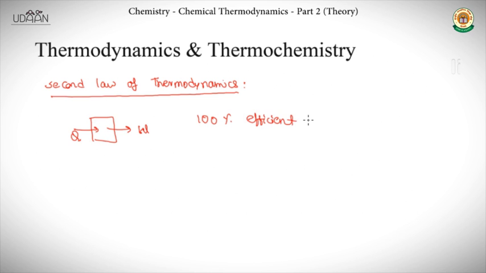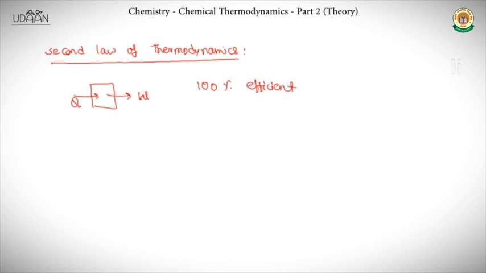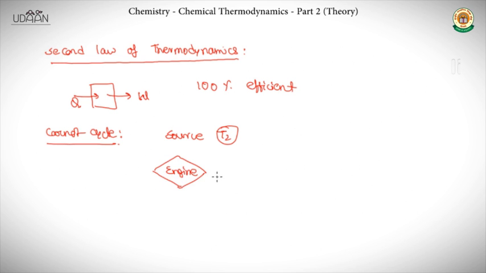So here one thing we need to remember is the Carnot cycle. Suppose that we are having a source at temperature T2, and we are having an engine. This engine converts heat into work. And we are having a sink at temperature T1. So the source will be rejecting heat Q2 and the sink will be getting heat Q1. And in the middle, Q2 minus Q1 work will be extracted by the engine.